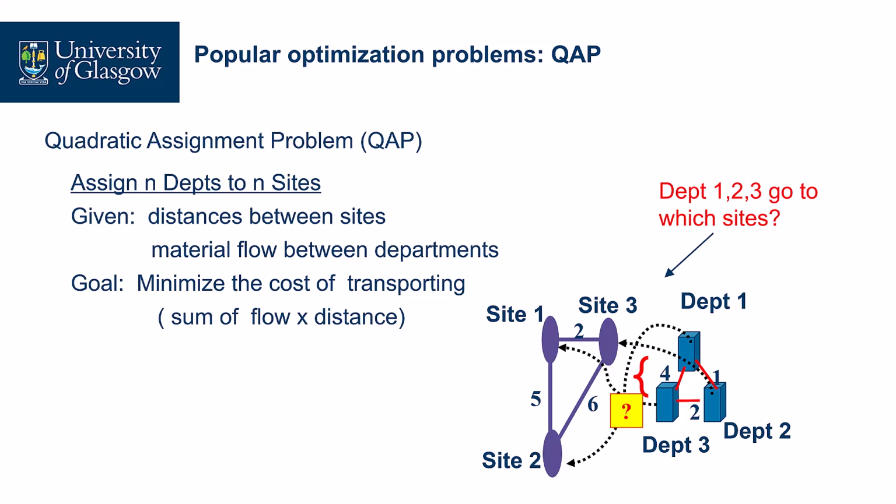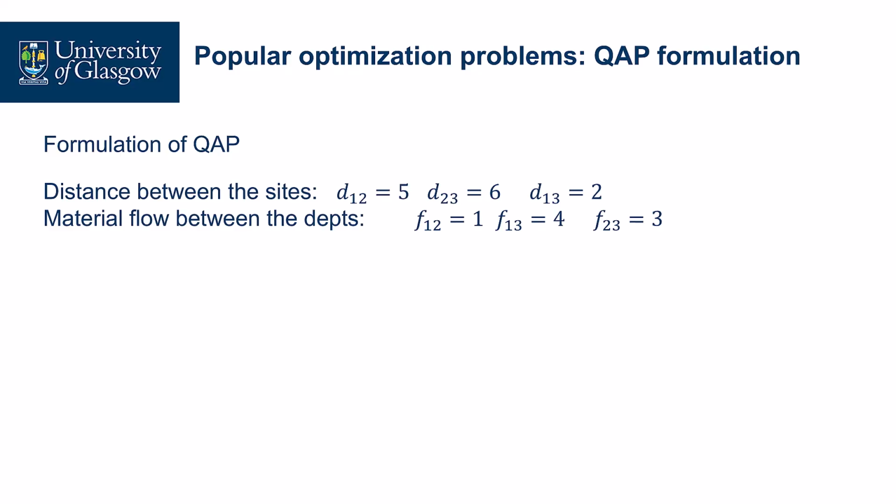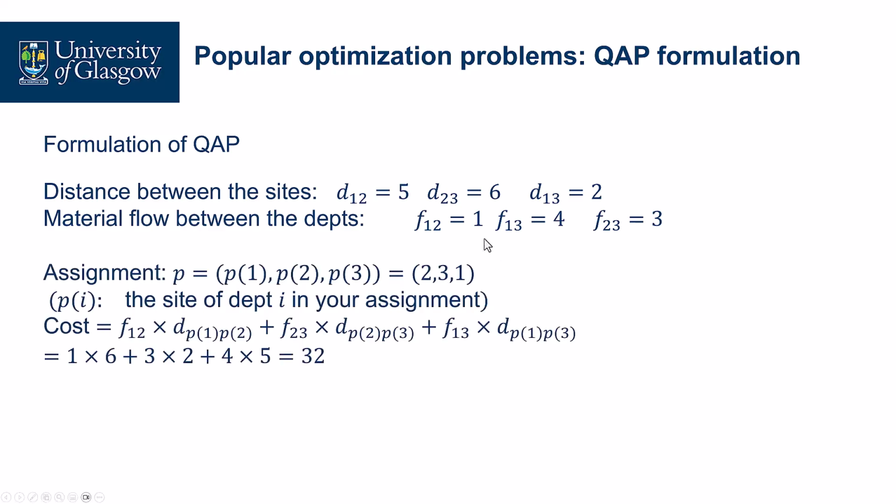Again, let's formulate this problem. First of all, we have the distance between the sites and the material flow between the departments. Now, what is the candidate solution? How to represent it? Same as the traveling salesman problem, this is still a permutation. We call it P1 to Pn. In this case, there are 3 of them. So we can say, in this case, 2, 3, 1.